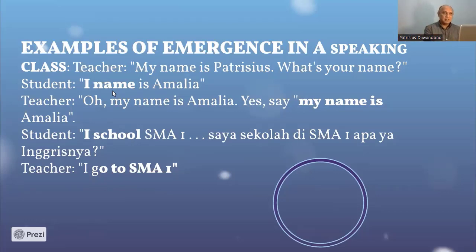It emerges. And then the teacher, seeing that this is something to give feedback to, would say something like, "Oh, my name is Amalia." So he corrects the utterance. "My name is Amalia." You can look at the bold-faced phrases here. Those are the words that emerge from the interaction. And as soon as the words emerge, the teacher calls the student's attention to that, and then the teacher tries to give the correct version. So it's something that emerges from a natural conversation.